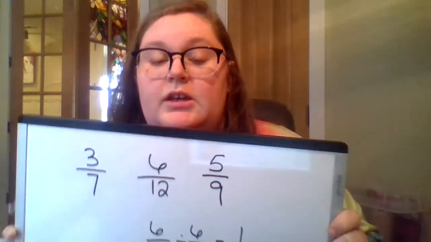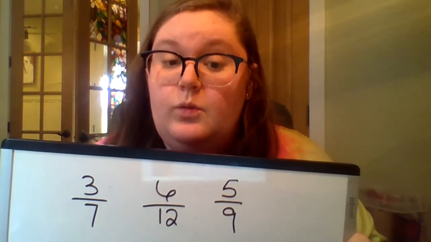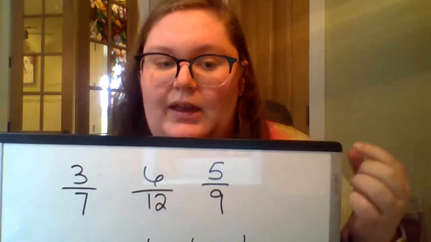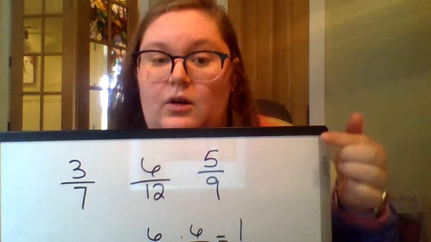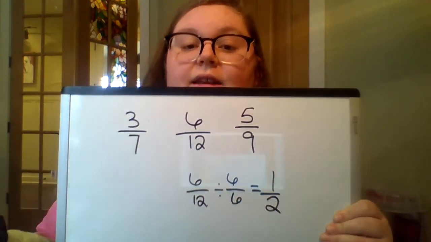Now our next one is, we need to figure out which one of these fractions equals 1/2. Well, I know I can't divide 5 and 9 together, and I can't divide 3 and 7. What about 6 and 2? I divide 6 from each side, and then I get 1/2.